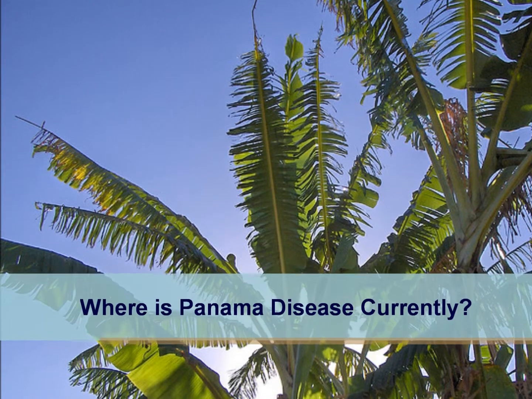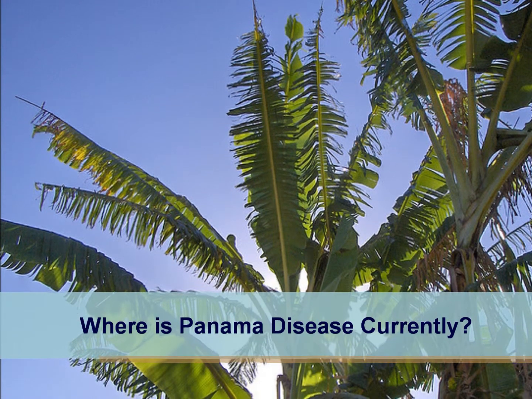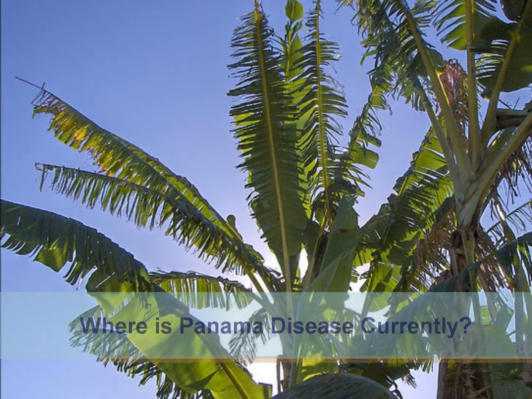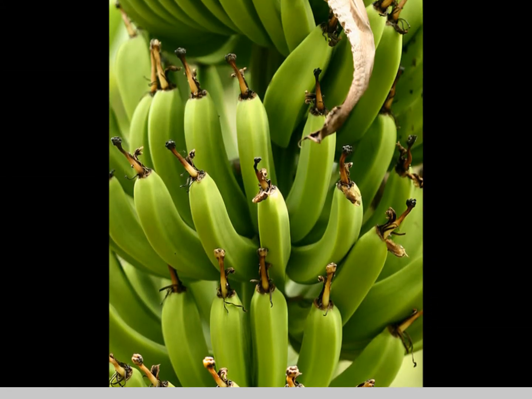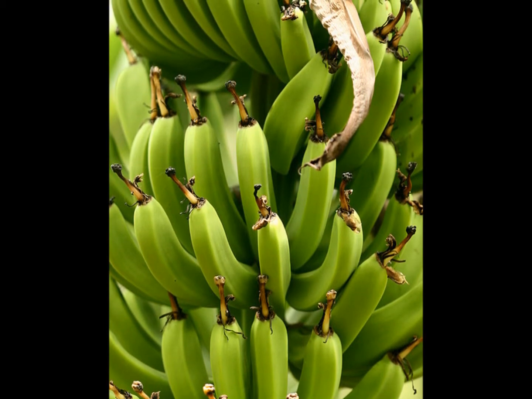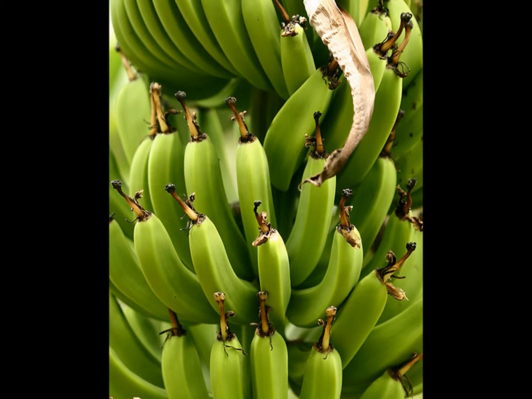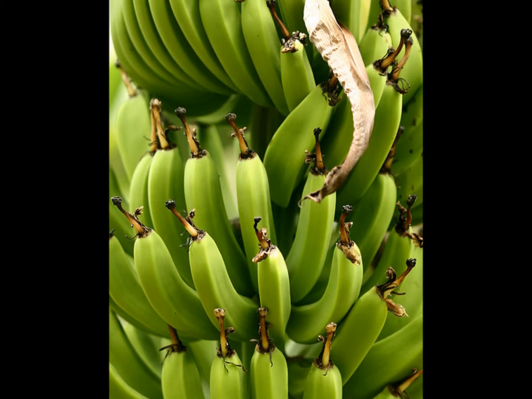Where is Panama disease currently? The threat to the Cavendish strain due to tropical race 4 is on the rise. Tropical race 4 was reported in Southeast Asia in the 1990s. It is also currently impacting large exporters in Southeast Asia, Indonesia, Australia, and Africa. There is significant fear that this strain will spread to other large areas of production in South America.